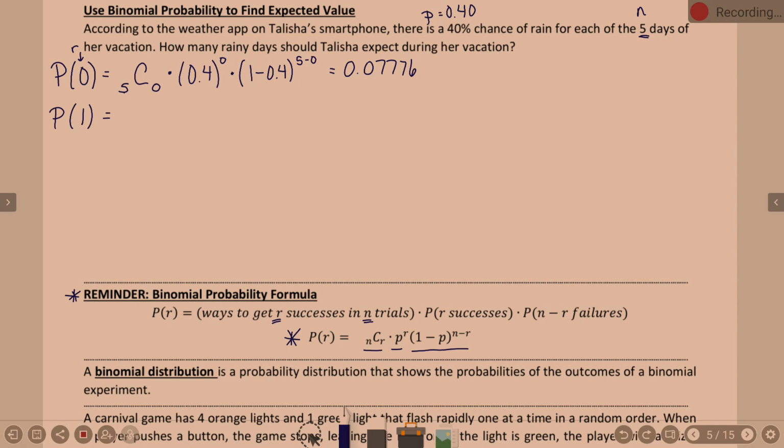So 5C1, 0.4 raised to the 1. Guys, what is 1 minus 0.4? It's going to be what every time? 0.6. Can I go ahead and fill it in as 0.6? It's going to be 0.6 every time. And this time it's going to be raised to the 5 minus 1, which I'm smart enough to know is 4. And I think you are too.